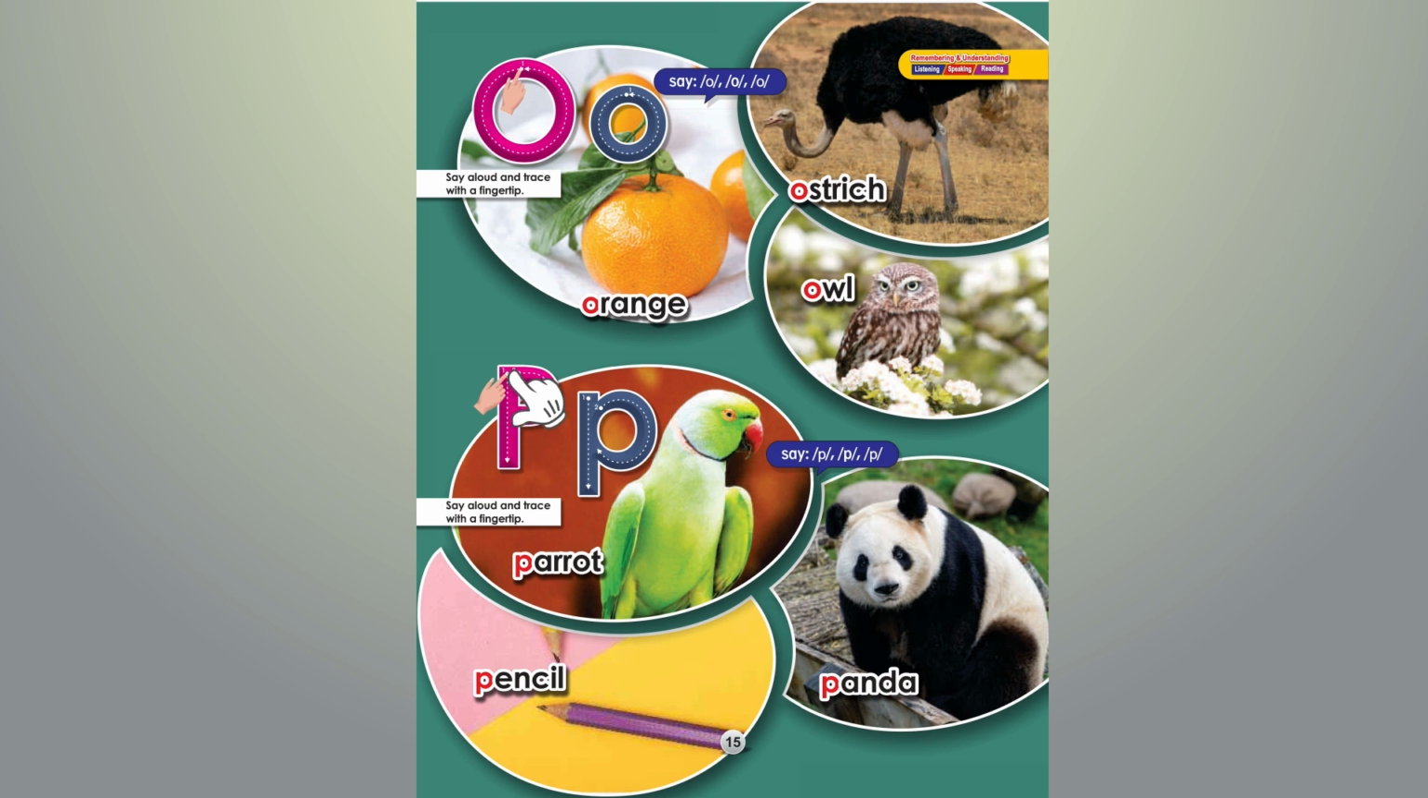Very nice. Now start tracing the small alphabet P. Start with the first line. Very nice. Now the second. Very good. Like that you can write alphabet P.